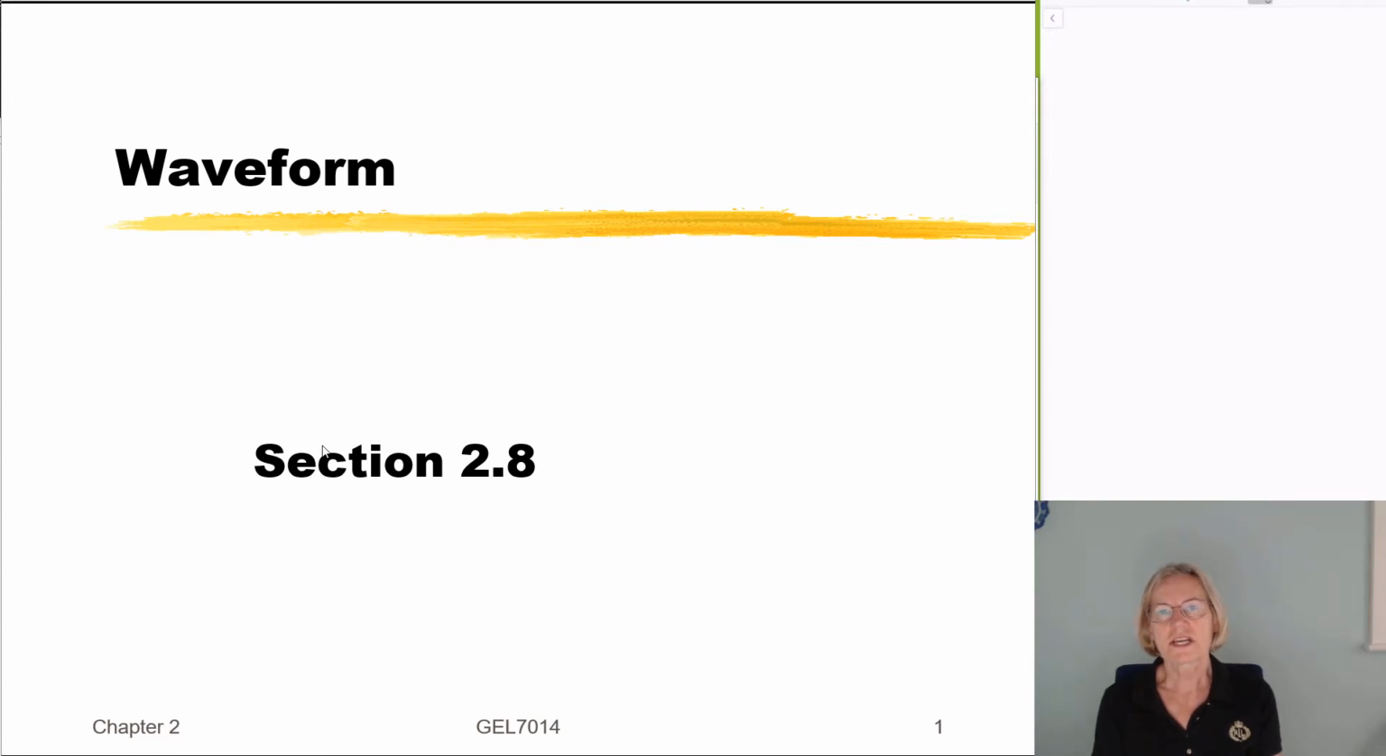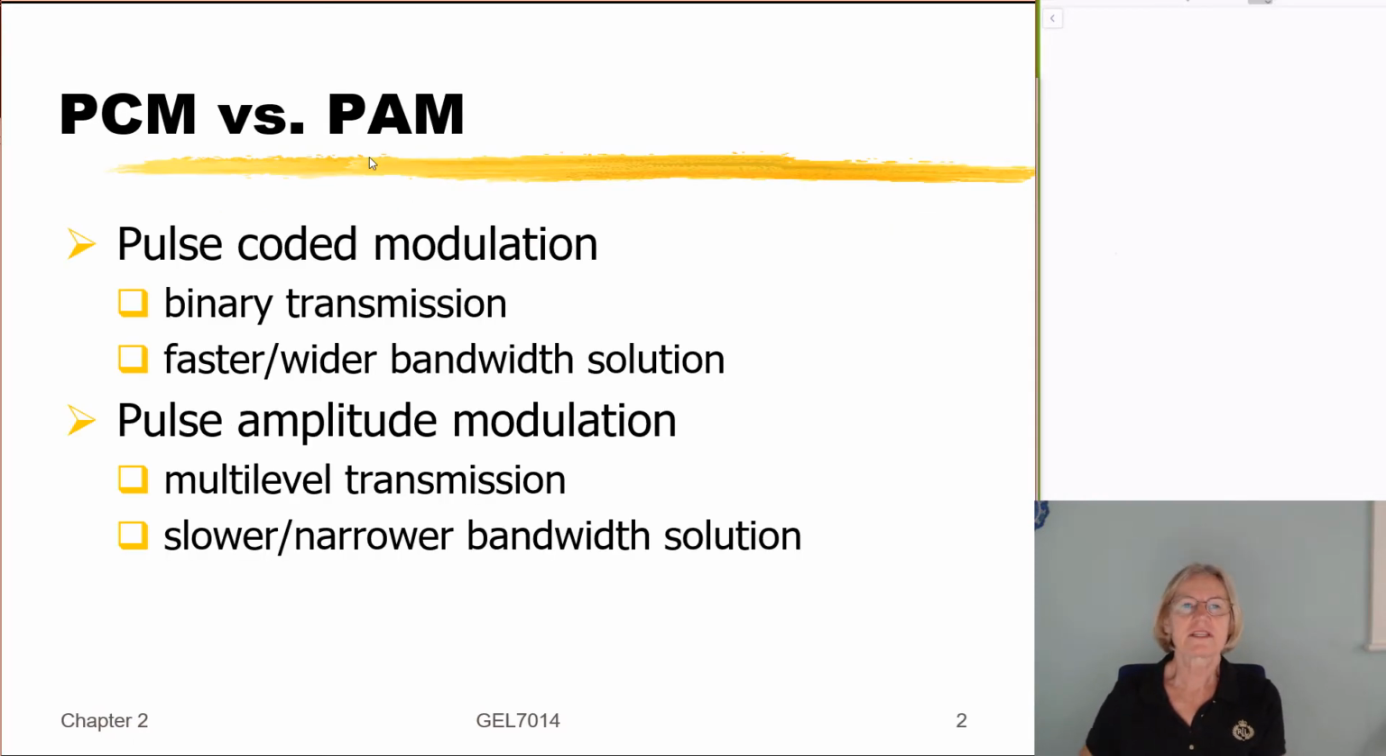Continuing on with our discussion of some preliminary issues to do with communication systems, we'll be talking about some particular aspects of the waveforms which might be used for the transmission of digital data. So the last time we discussed the difference between PCM versus PAM, that's pulse-coded modulation as opposed to pulse amplitude modulation, as being two choices.